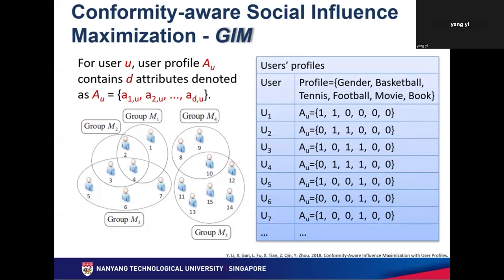Suppose the user can be defined in 6 different attributes. Each attribute will represent some kind of feature of the user. Suppose we see the red example. There are six different features: gender, basketball, tennis, football, movie, and book. And each user can be a bitwise vector, right? For example, for gender, if the first element is one, it means male or female, right? It's a single vector.